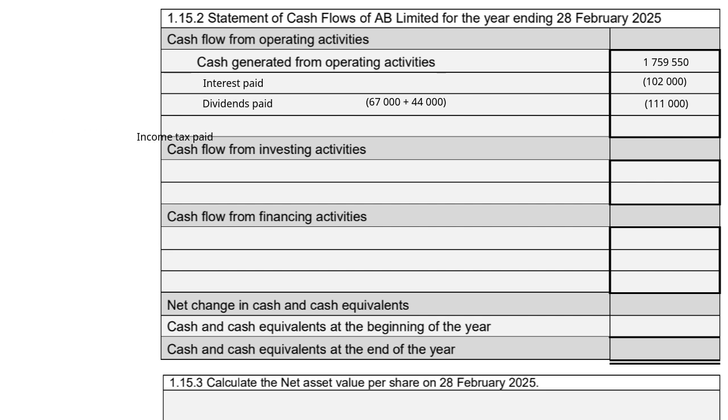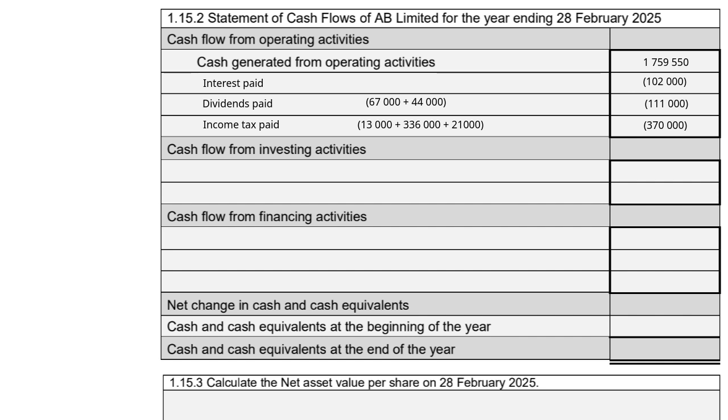In your income tax paid, remember you have a calculation. It's going to be your opening balance plus the amount that you paid in your income statement for income tax, which is the 336,000, and then we're going to add our closing balance of 21,000 because SARS owes the company 21,000 at the end of 2025. Then this gives us an amount of 370,000 in brackets because it's an outflow of cash.